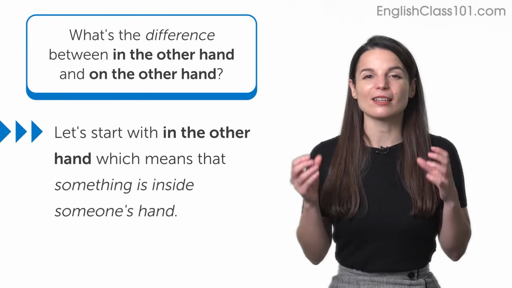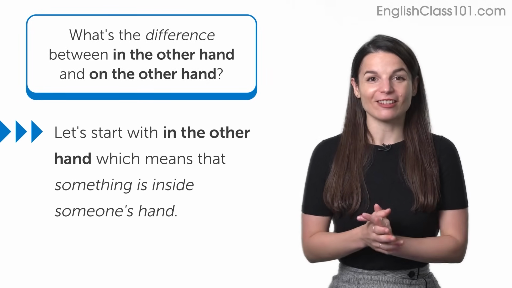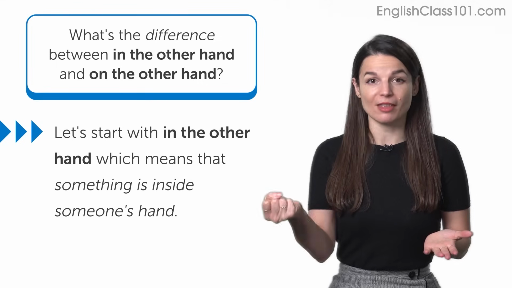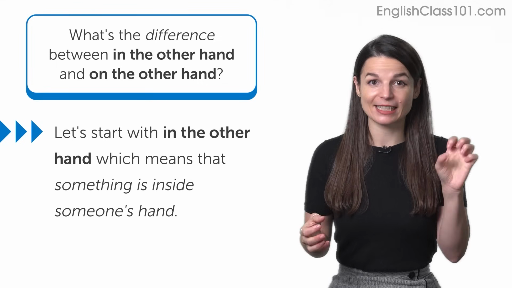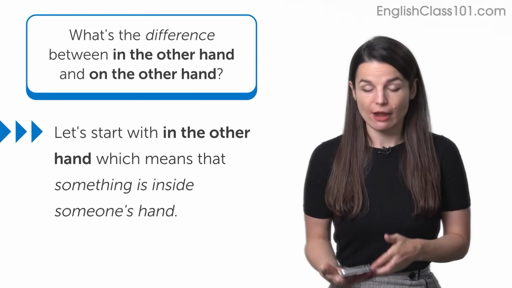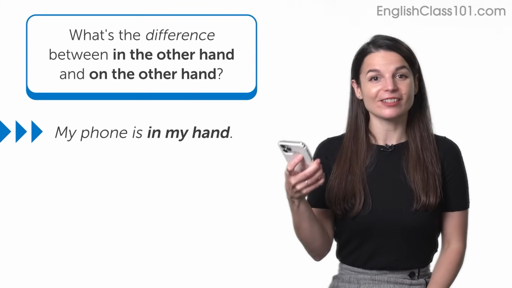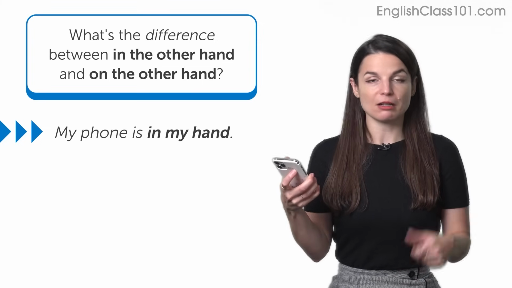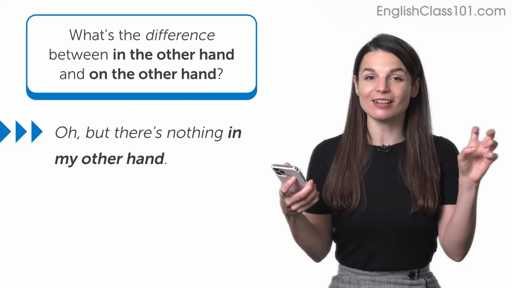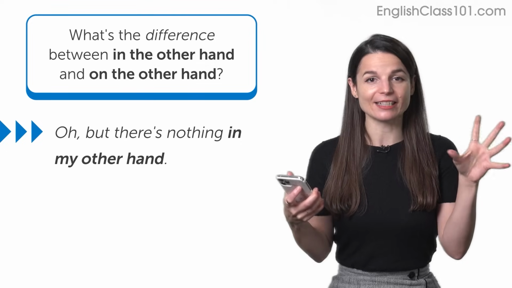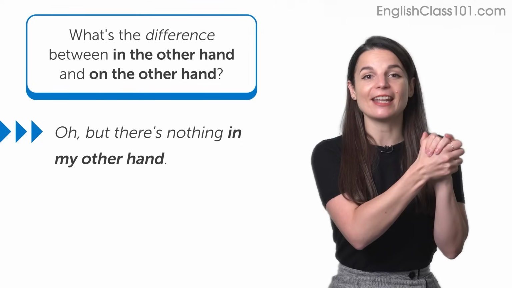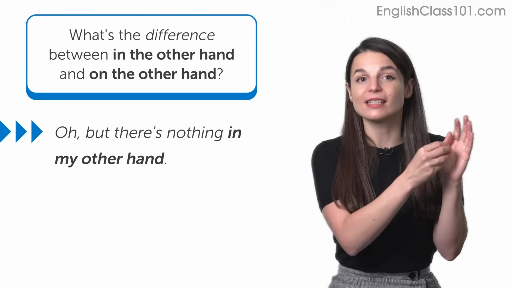Let's talk about the simpler one first. In the other hand really just means that something, some object is inside someone's hand. So for example, if I'm holding my phone, I could say, my phone is in my hand, right? If I say something like, oh, but there's nothing in my other hand, or there's nothing in the other hand, it means that there is nothing contained inside it, or I am not holding anything.